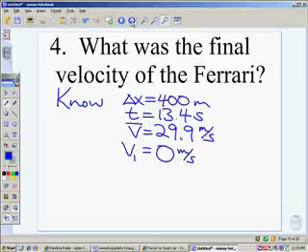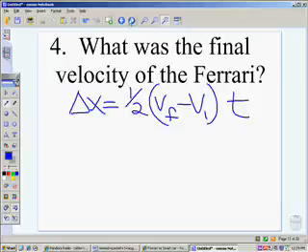Now, we are trying to find what variable? We're trying to find v sub f. So look at your equation list. What equation has vf and at least some of these other numbers? We may not use all of them. This one would work. There's actually a couple other equations that might give us the right answer as well. It doesn't matter which one you use, you'll get the same answer.